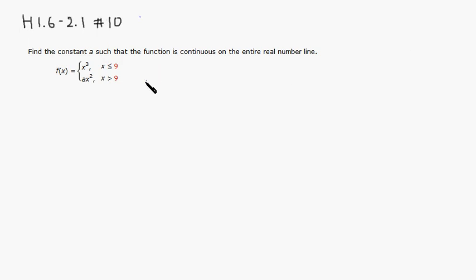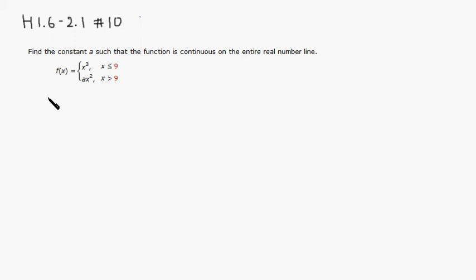All right, so you can see that the first part is x cubed, which is a polynomial function, so it's continuous by itself. And the bottom one is ax squared, so that's a quadratic function, so that's continuous everywhere by itself. But the only problem is the gap between those two pieces at x equals 9, there could be a gap, so we have to make sure that there's no gap there, right?